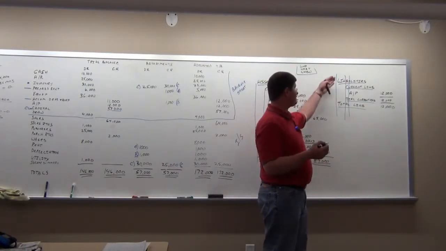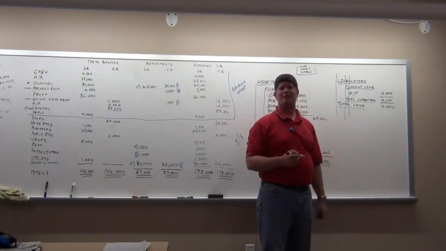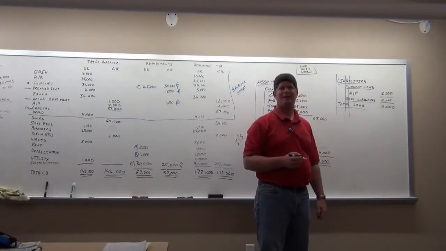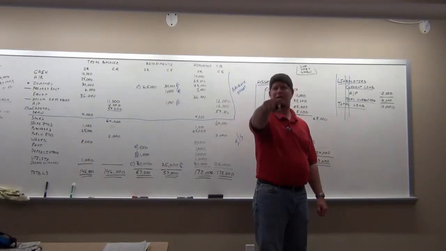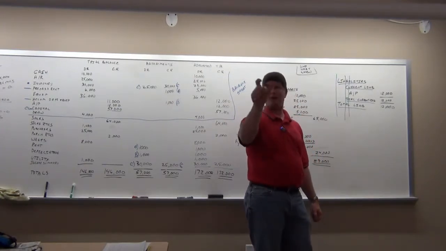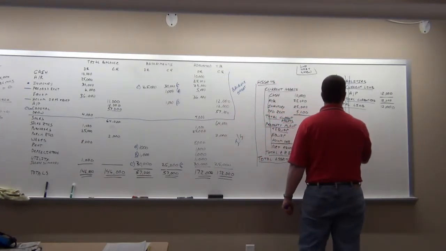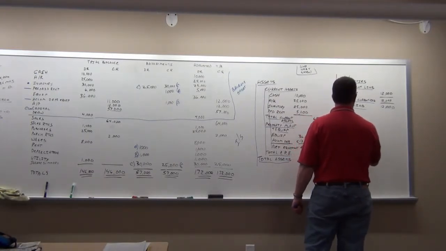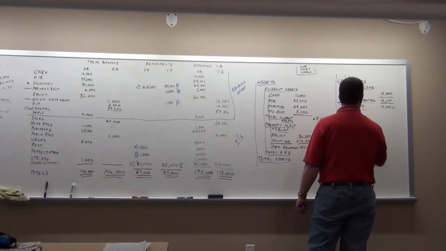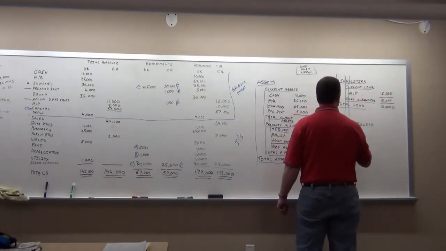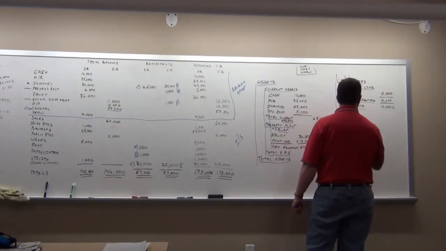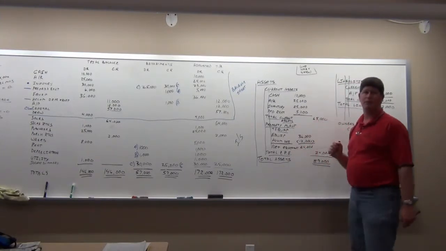So I've got total assets, total liabilities. What's next? Capital. Owner's equity. Yes, capital, but the header is owner's equity, right? Also the title of the sheet. What's in owner's equity? Capital, ending. How much is my ending capital?